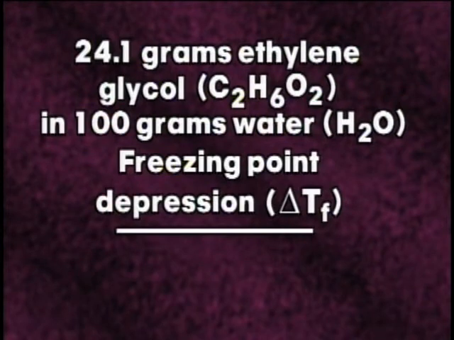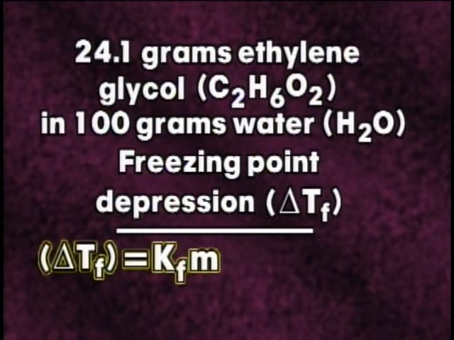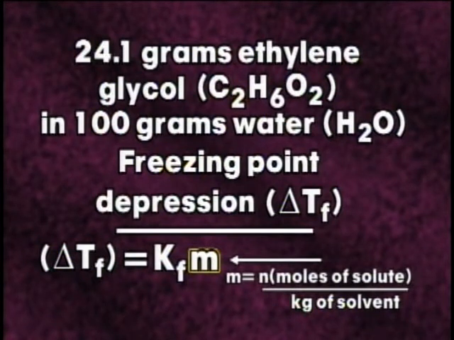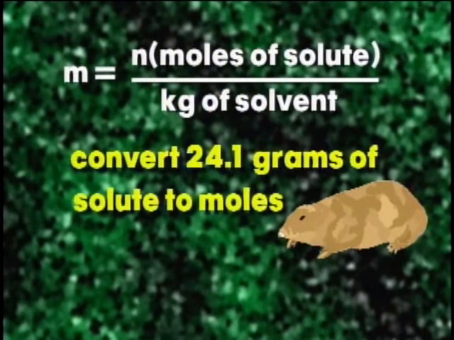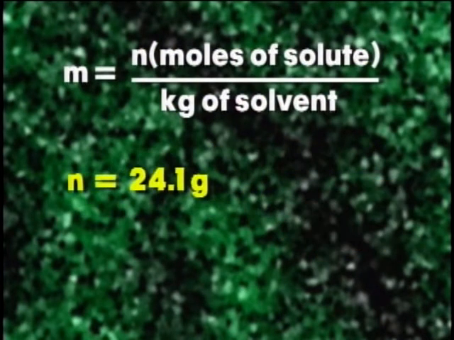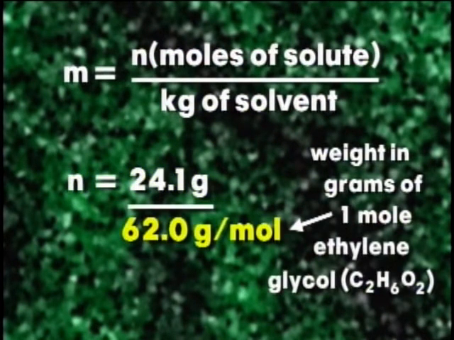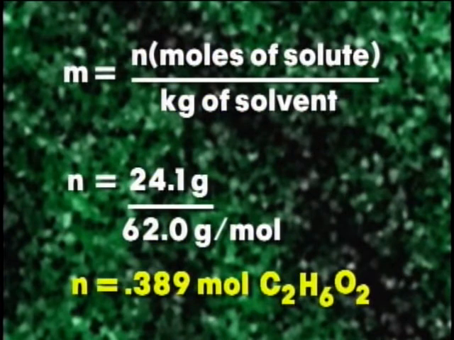So starting with the freezing point, we use the equation delta T equals K sub F times m. We need to figure out the components of this equation first. Remember that little m, the molality? It equals the number of moles of solute divided by the kilograms of solvent. So, to find the molality, we first convert grams of solute, which is 24.1 grams, to moles. Use the quick formula we gave you earlier to convert from grams to moles. That's 24.1 grams divided by the weight in grams of 1 mole of ethylene glycol, 62 grams per mole, giving us 0.389 moles of the solute ethylene glycol.